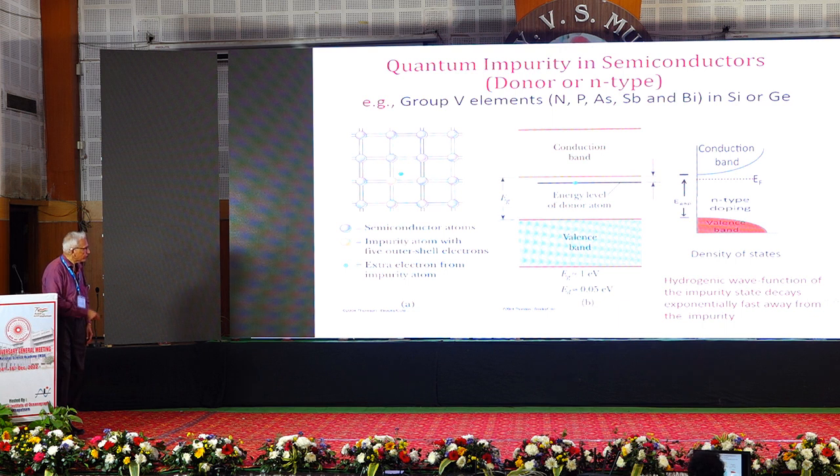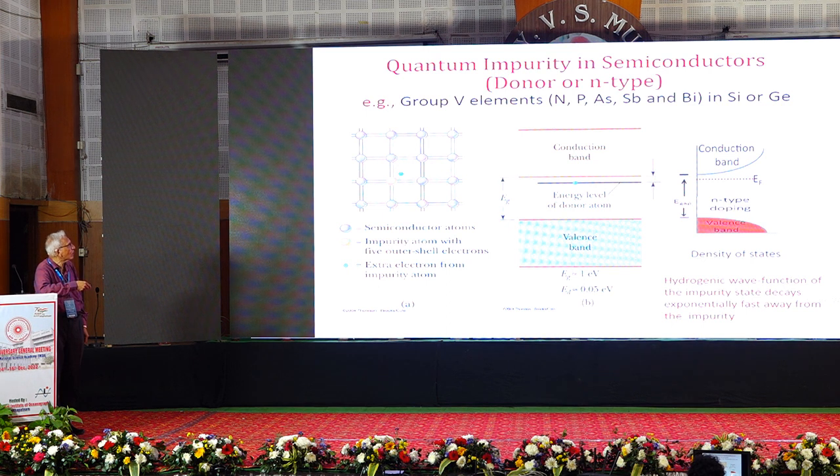I'm sure you're familiar that most semiconductors have a valence band which is completely filled with electrons. It has many levels, all of them occupied by electrons, and there's a conduction band which is completely empty. But this extra electron doesn't go into the conduction band because it sees this hydrogenic attractive center. So it forms a bound state below the bottom of the conduction band, like a hydrogenic wave function which is localized around that impurity and decays exponentially fast.